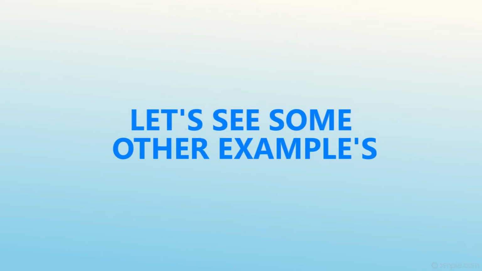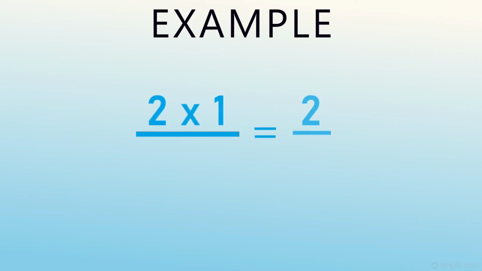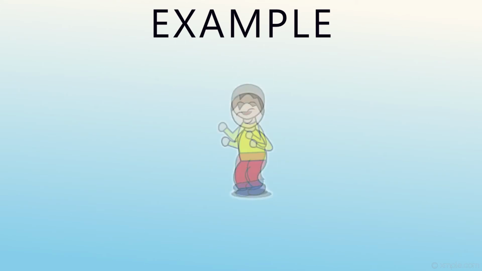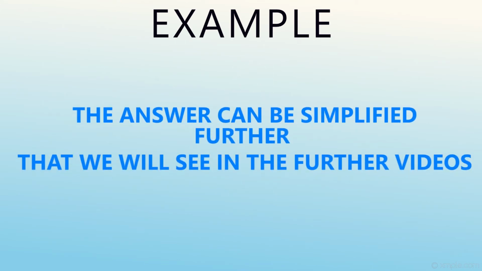As always, let's see an example or two. Let's do this problem: 2/3 times 1/6. We know that our answer would be a fraction, so we will draw a line. To solve this, we will multiply the top numbers together, like 2 times 1 will give you 2, and we will multiply the bottom numbers together. 3 times 6 will give you 18. So we have 2/18. See how easy that was. The answer 2/18 can be simplified further, that we will see in further videos.